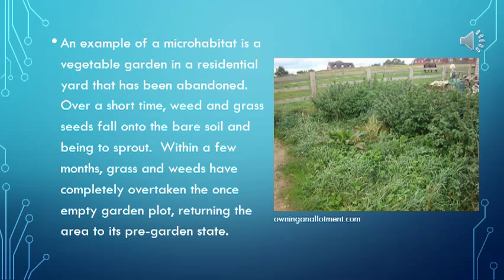An example of a microhabitat is a vegetable garden in a residential yard that has been abandoned. Over a short time, weeds and grass seeds fall onto the bare soil and begin to sprout. Within a few months, grass and weeds have completely overtaken the once empty garden plot, returning the area to its pre-garden state.